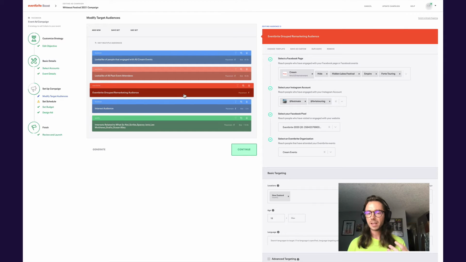Now, the next audience, and this is an audience that's also included in the simple targeting when you're first going through it, is something called the grouped remarketing audience. You could think of this audience as we're basically consolidating all the individuals that have the greatest purchase intent into one easy audience for us to target.